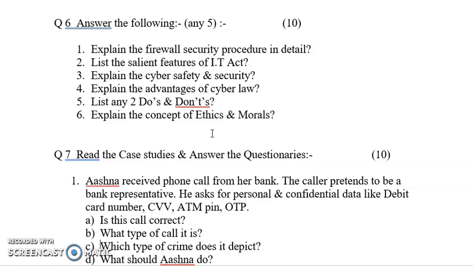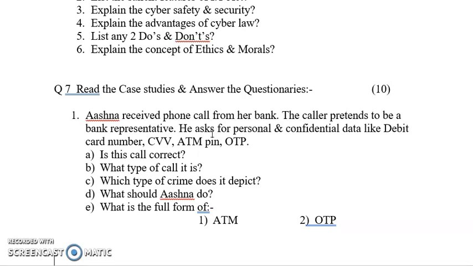After that we have two case studies. The first is Ashna received a phone call from her bank. The caller pretends to be like a bank representative, and he asks for the personal confidential data like debit card number, CVV number, ATM PIN and OTP. Now is it a correct call? No, this is totally a wrong call. Then what type of call it is? It is a fake call, it is a fraud call. Okay, next, which type of crime does it depict? So it depicts phishing.